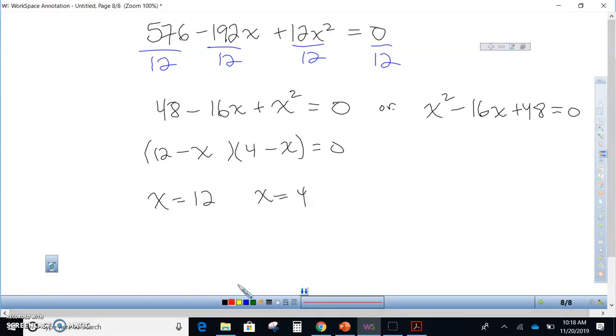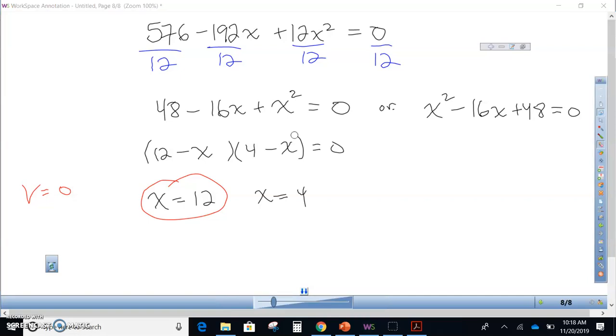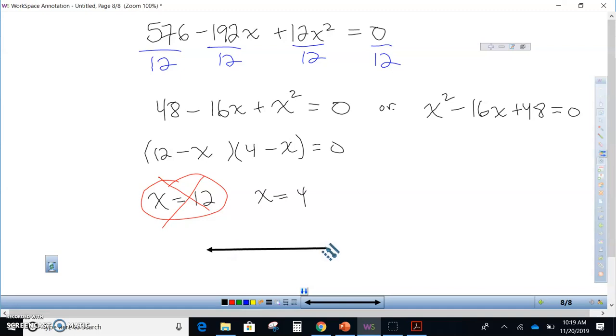Now remember that x equals 12 cannot be in the domain. When you plug x equals 12 into your volume, that will produce a volume of 0. Okay, a volume of 0 does not exist. That's not true. So x equals 12 does not work. So x equals 4 is our relative maximum. And we can confirm that by taking the number line that represents V prime. We're going to plug in around x equals 4, the critical number that we have, and the test values will be 3 and 5.